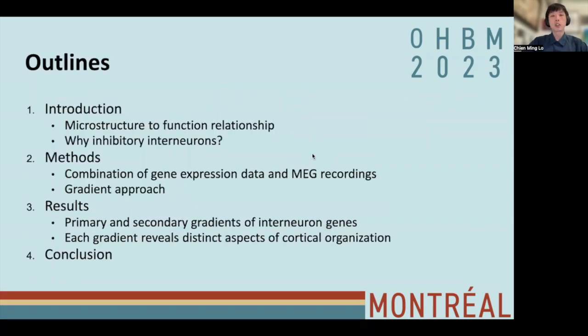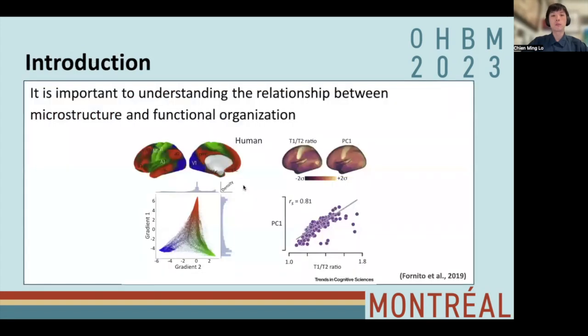Here is a concise overview of the key aspects covered in my speech. I will quickly delve into the rationale behind our research, emphasizing the significance of the structure-to-function relationship and highlighting the critical role of inhibitory interneurons. Next, I will explain the methods employed in our study, as well as the results we found. Finally, I will conclude by summarizing our findings.